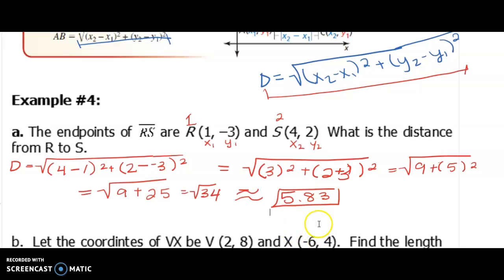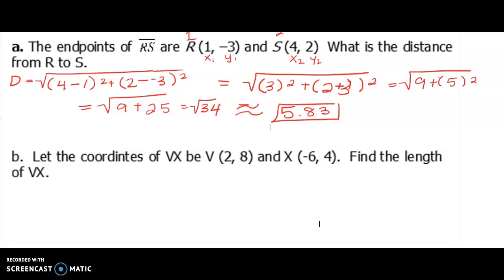Now I want you to take a minute and try to do B on your own. After you do it on your own, we'll come back and do it together. One thing I do want to note is that the length of VX, the length between these 2 points, is also the distance between those 2 points. So you'll use the distance formula once again. I'm going to pause this. I want you to try to work it out, and then we'll go through and see how you did.